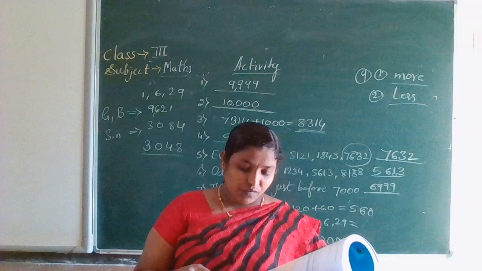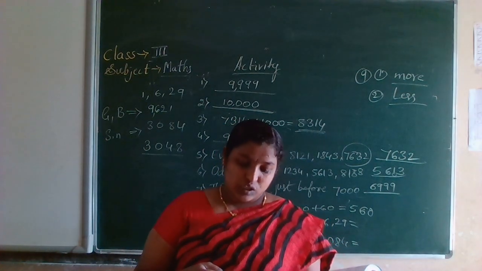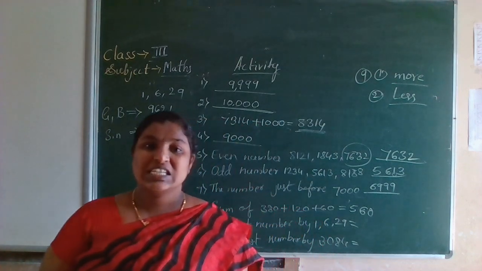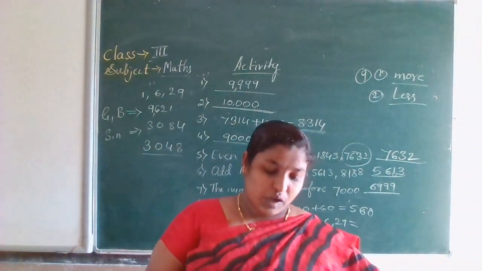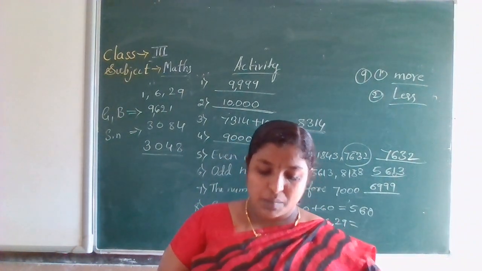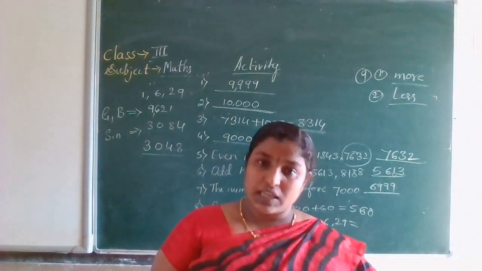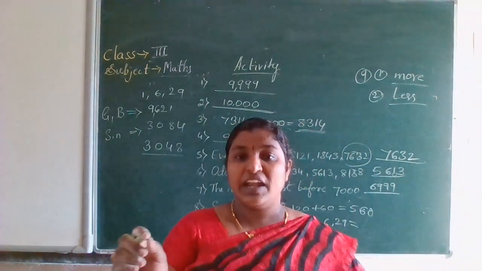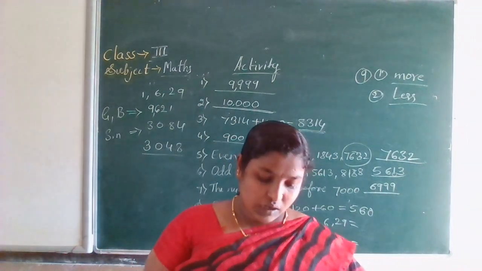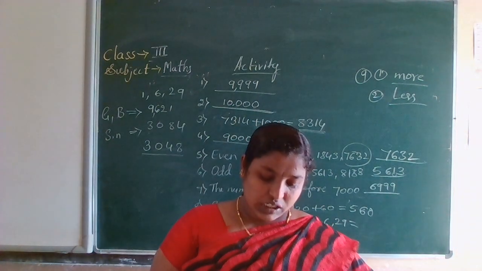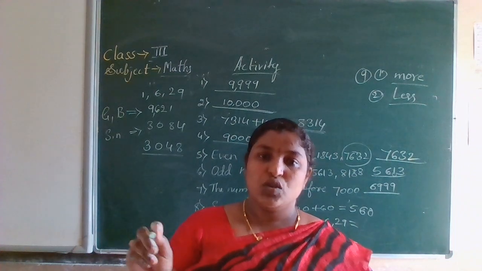Then the predecessor of the smallest 3-digit number is the biggest 2-digit number or greatest 2-digit number. Understand? Write any one word. Write greatest. Greatest 2-digit number. The successor of the greatest 4-digit number is the smallest 5-digit number. So this is also greatest.